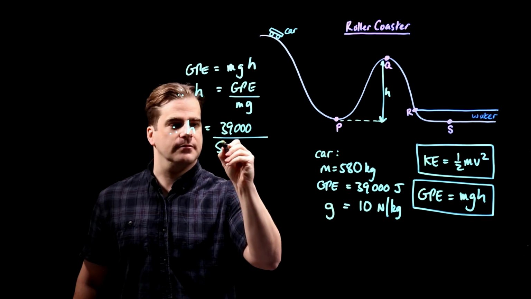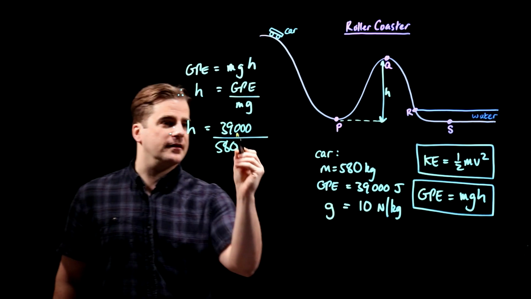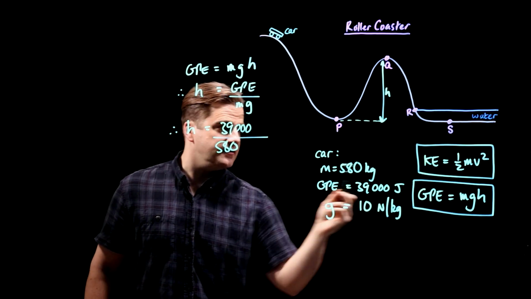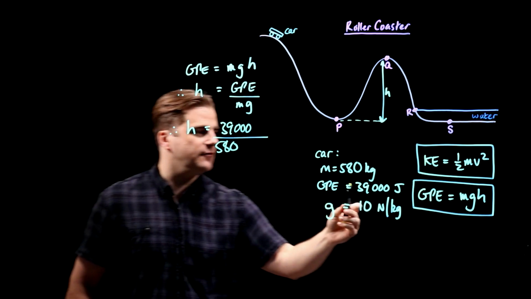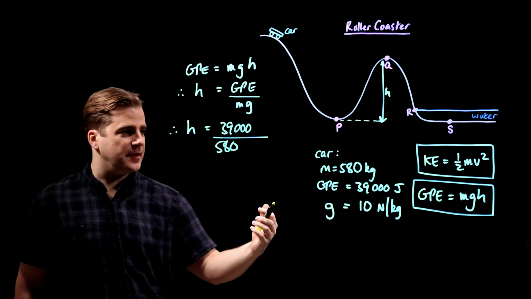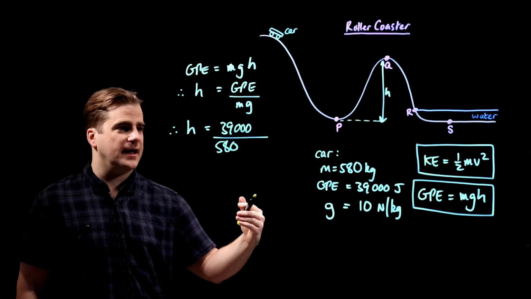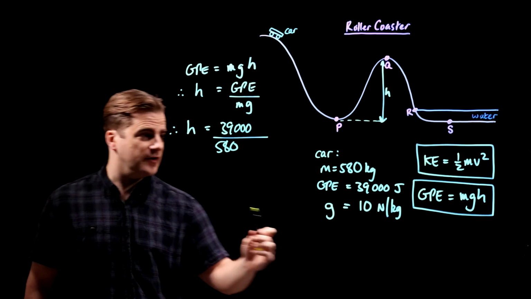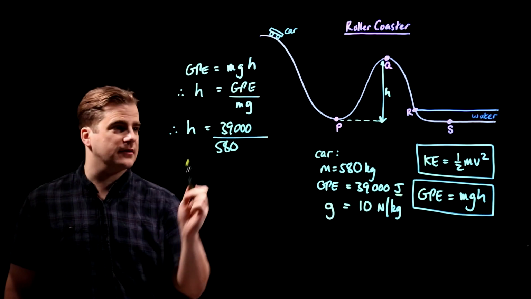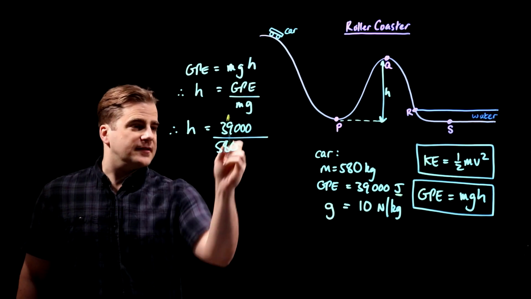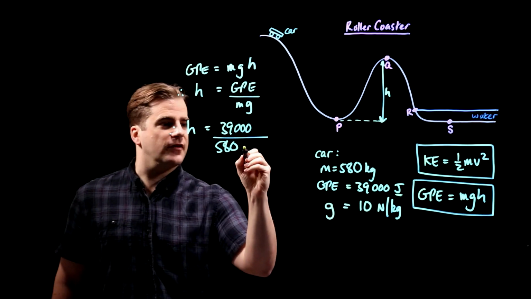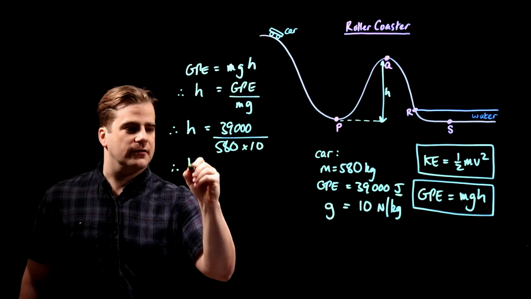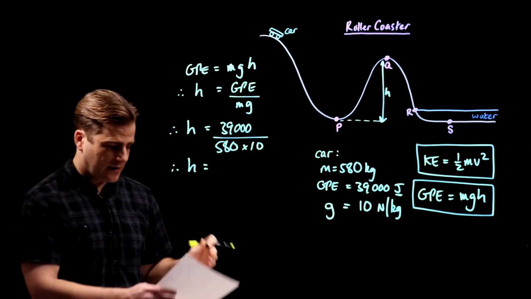m is 580. I should say that GPE has to be in units of joules, which it is. Sometimes they might give you a GPE or a kinetic energy or some form of energy in kilojoules. You would have to multiply by 1,000 to convert to joules first, but this is already in joules. The mass has to be in kilograms, it's already in kilograms, that's fine, and g is 10, okay?